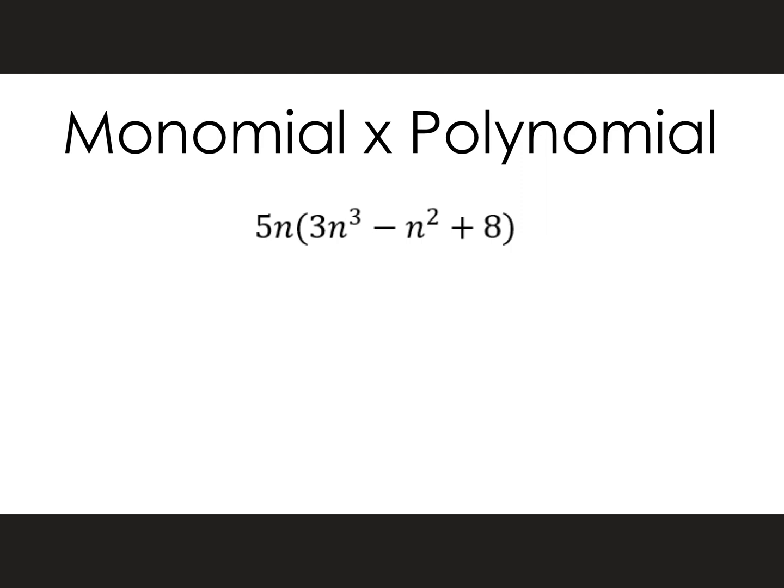Do you remember the distributive property? Well, that's exactly what I'm going to do. I'm going to multiply the 5n times each term inside the parentheses. Now, you can actually show it if you want to. And so I can say 5n times 3n cubed.